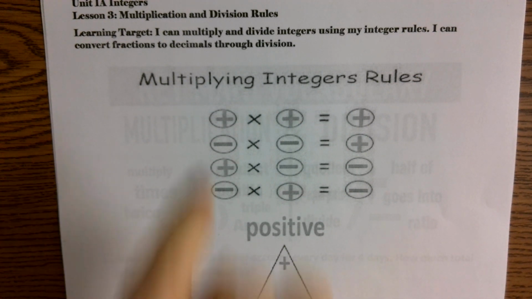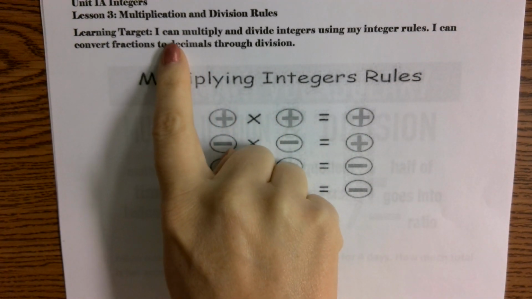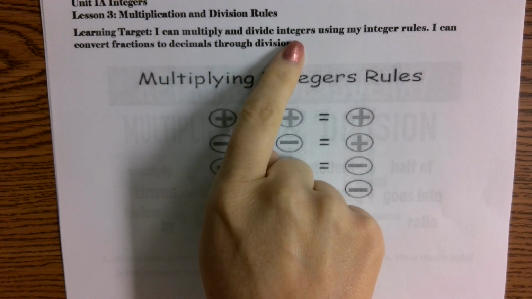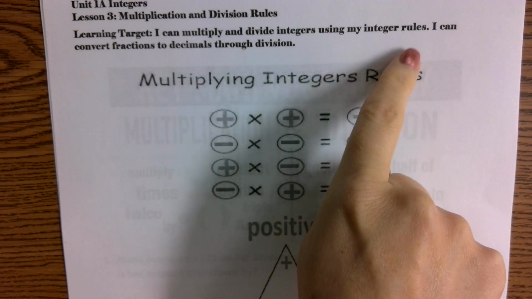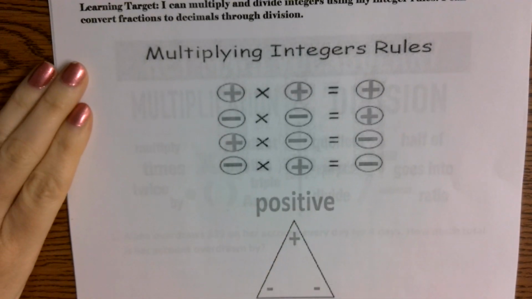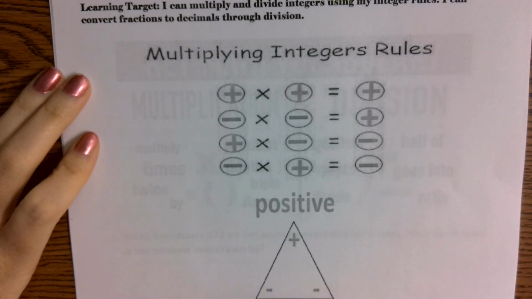So for our learning target for today, it says I can multiply and divide integers, that's positive and negative values, using my integer rules. I can convert fractions to decimals through division as well. So we're going to be covering a couple different components for today. Covering our rules and then using them in our operations, so word problems, some contextual problems. And then we're going to be doing some practice of converting.